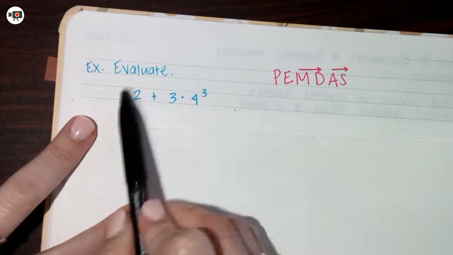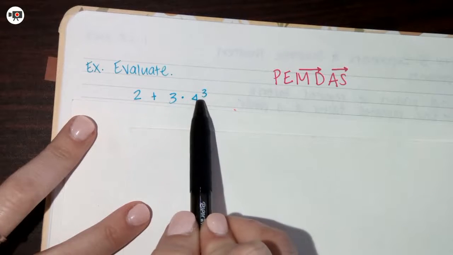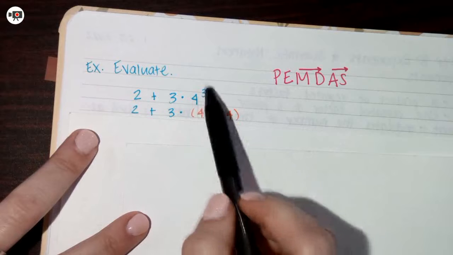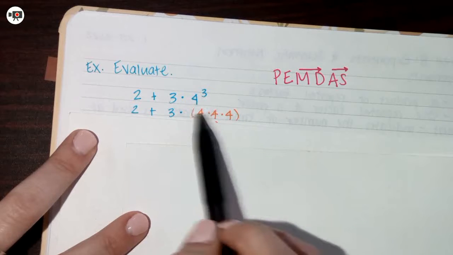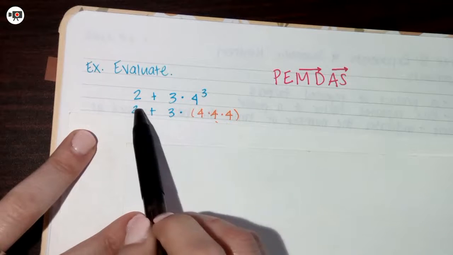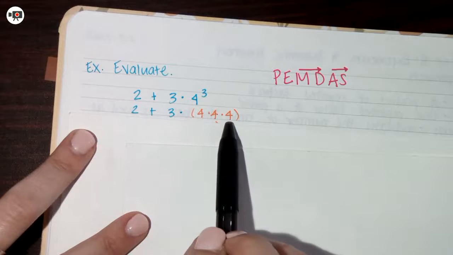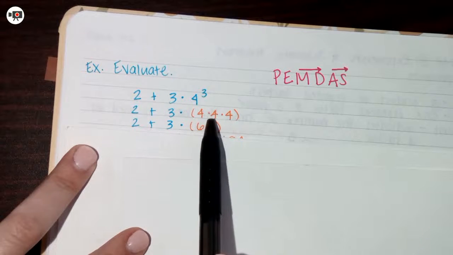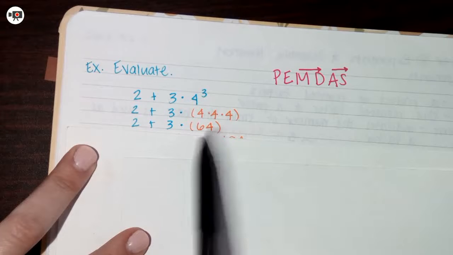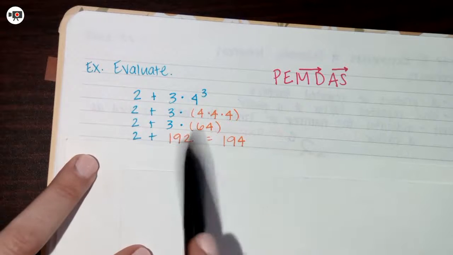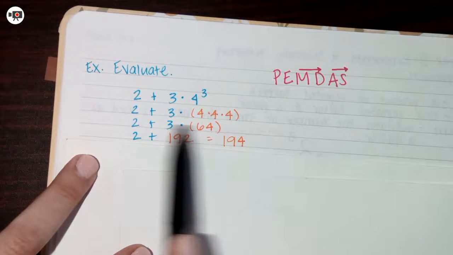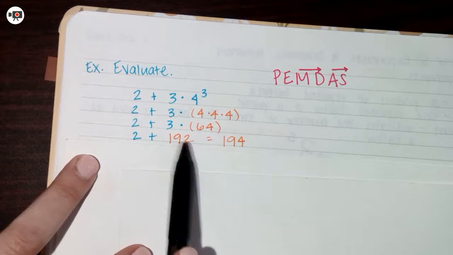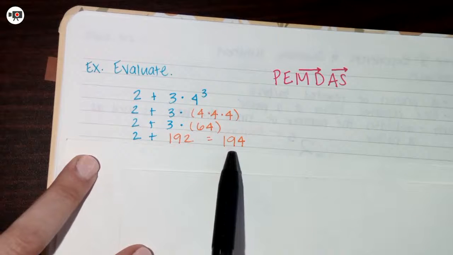So here, I don't have any parentheses, but I do have exponents. So I'm going to take this exponent part and replace that with what it means. So I have 2 plus 3 times 4 to the 3rd. So I have 2 plus 3 times 4 times 4 times 4 is 64. Then I do my multiplication. 3 times 64 is 192, and 192 plus 2 is 194.